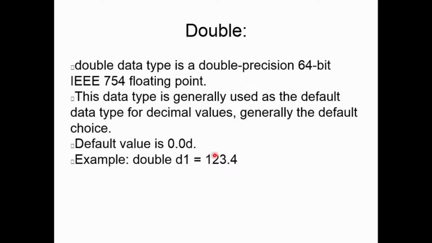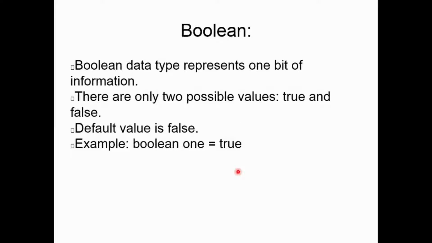The next data type is double. The double data type is a double precision 64-bit IEEE 754 floating point. This data type is generally used as a default data type for decimal values, generally the default choice. Default value is 0.0d.